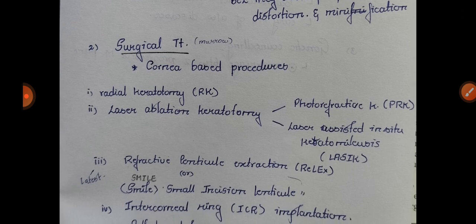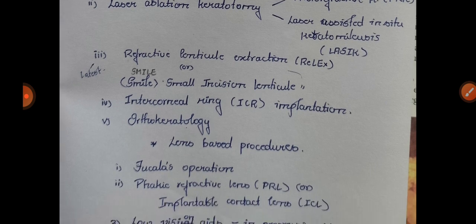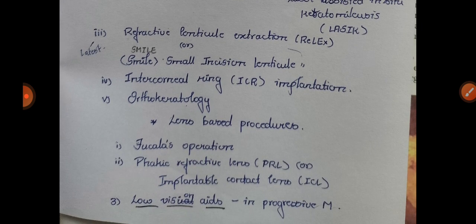Second, surgical treatment is the corneal based approach, that is radial keratotomy, RK, and laser ablation keratotomy, that is photorefractive keratectomy, PRK, or laser assisted in situ keratomileusis, LASIK. In that there are two types, PRK and LASIK. Refractive lenticular extraction, that is ReLEx, or small incision lenticular extraction. We can also use intracorneal ring implantation or orthokeratology, that is lens based procedures. Fyodorov's operation, that is phakic refractive lens, can be used, and low vision aids in progressive myopia can be used.